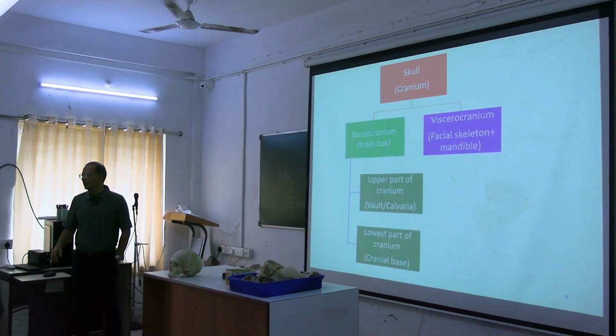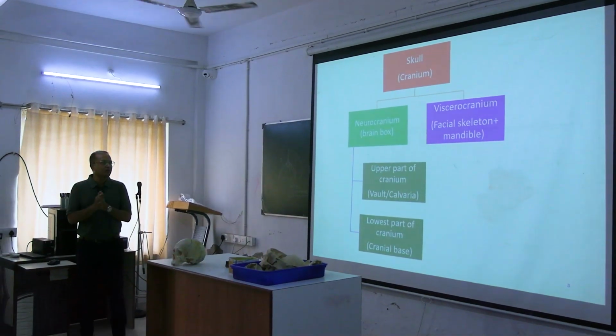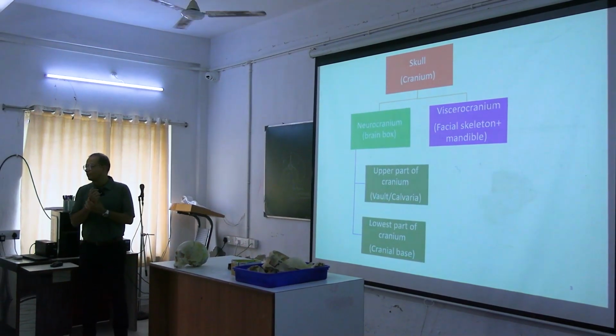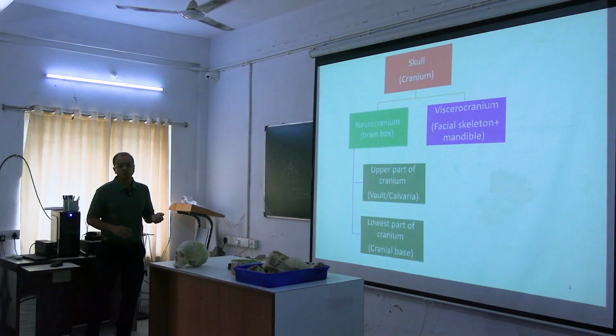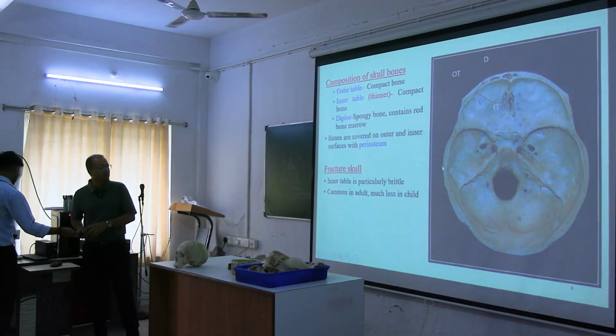One is known as the neurocranium, which is covering the brain. Another part is covering the facial region. So, we call them the bones of the face and the bones of the brain. This is how this whole skull can be divided, the bones here.